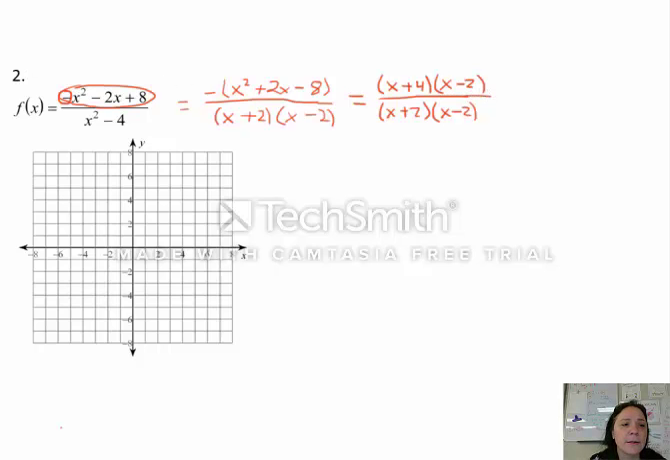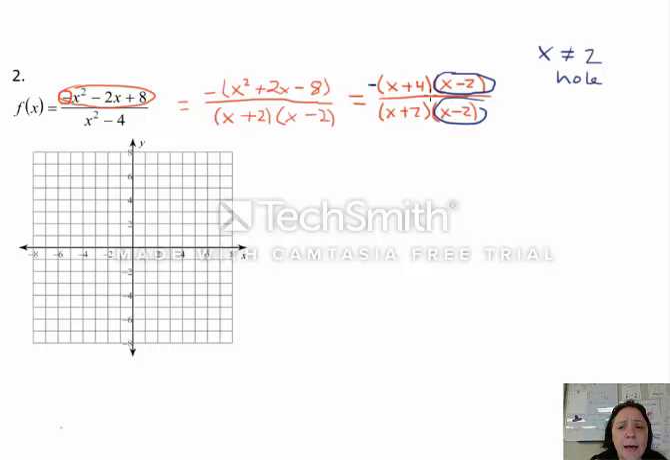Now, we remember that our holes are made by having a common factor in the numerator and denominator. So x does not equal 2 is going to be a hole in this graph. In order to graph the hole, I'm going to need to figure out the value of y if I factored that out of my equation. And let's not lose that minus sign. That always gets us in trouble.